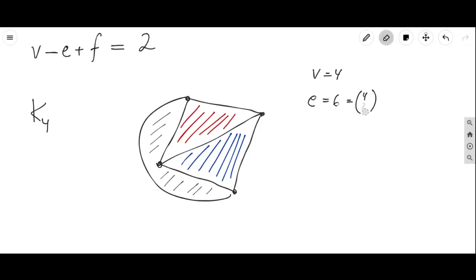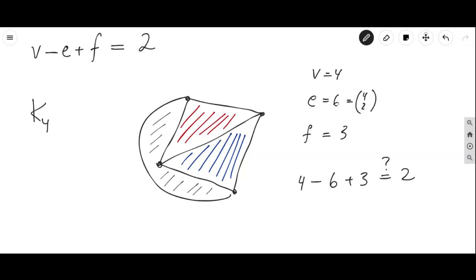Because you have 4 vertices, and you're choosing 2 of them, because between any 2 there's an edge. So it's 4 choose 2, which is 6. And the number of faces, we go ahead and count 1, 2, 3, and we get 3. So then we have 4 minus 6 plus 3.